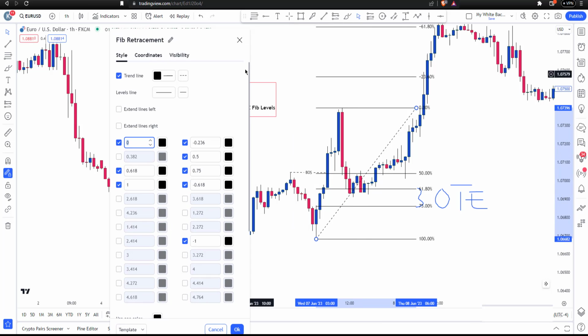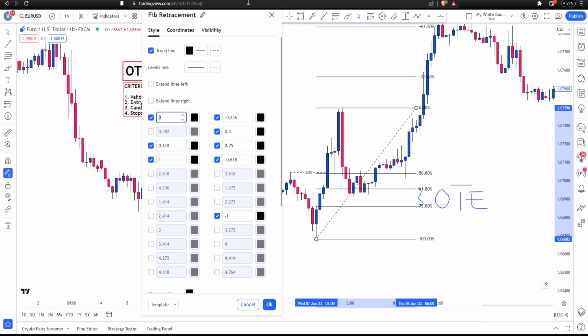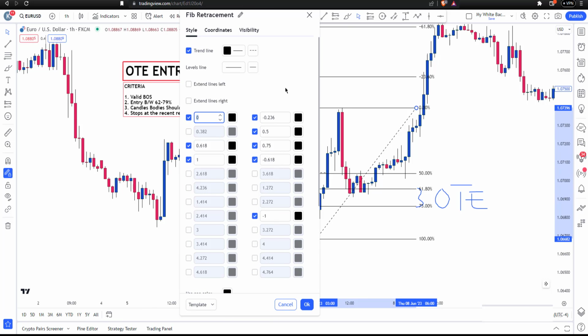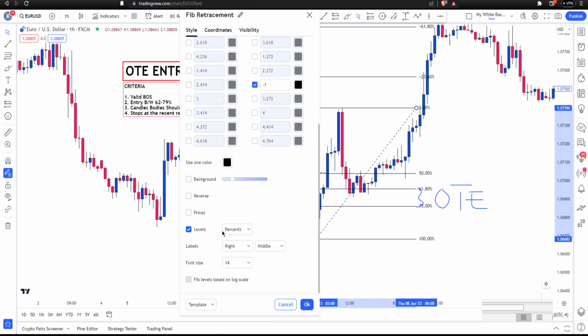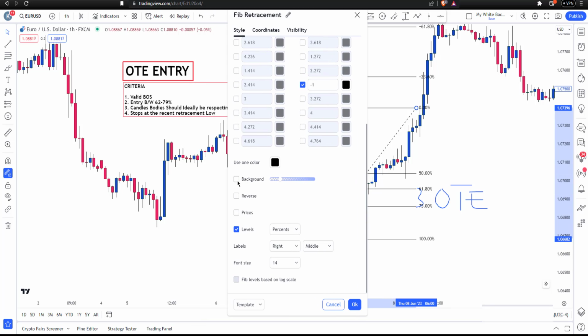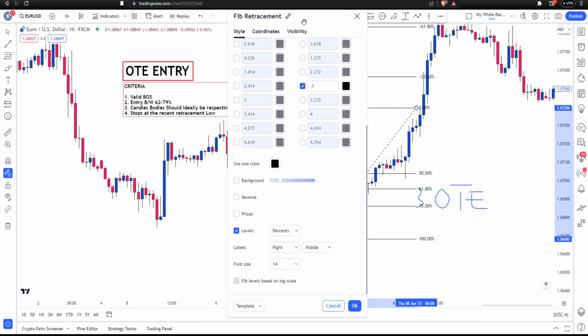Okay, and then I changed the settings to percentage. Let me show you that. If you scroll down where you see display values in percent, so I can get percentage, and then I took out the background colors, then took out everything right here. So you can actually see my settings.